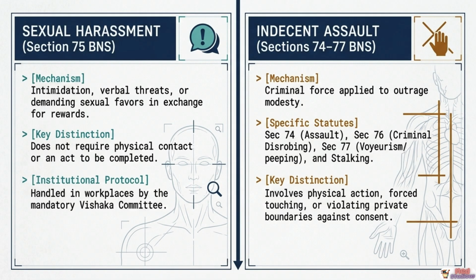Sexual harassment, governed by BNS Section 75, operates through intimidation, verbal threats, and the coercive demand for sexual favors in exchange for rewards, a pattern commonly described as quid pro quo harassment. The defining forensic characteristic of sexual harassment is that it does not require physical contact and does not require any act to be completed. The threat or demand itself constitutes the offense.